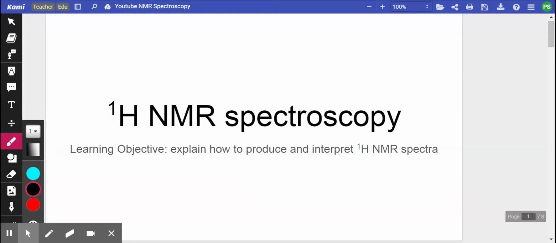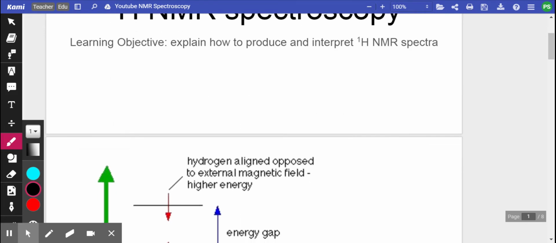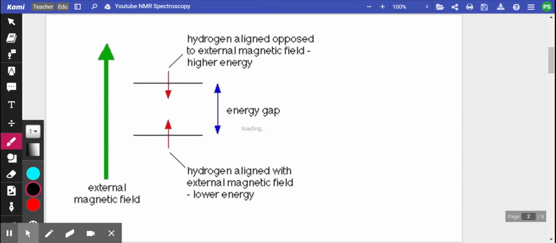Hello everyone. Today we're going to be looking at hydrogen NMR spectroscopy. NMR stands for nuclear magnetic resonance. We will be looking at how we can produce the spectra and how we can interpret them. So, what do we do?